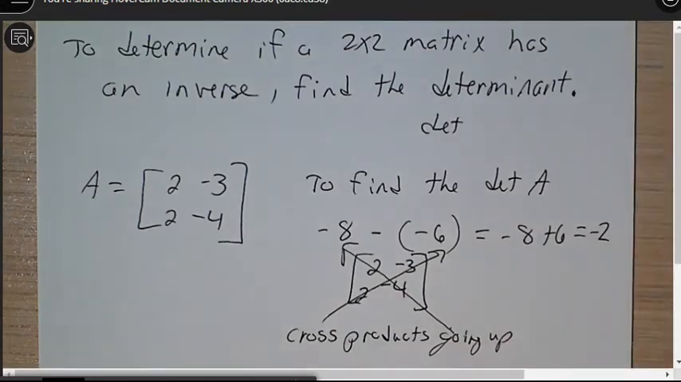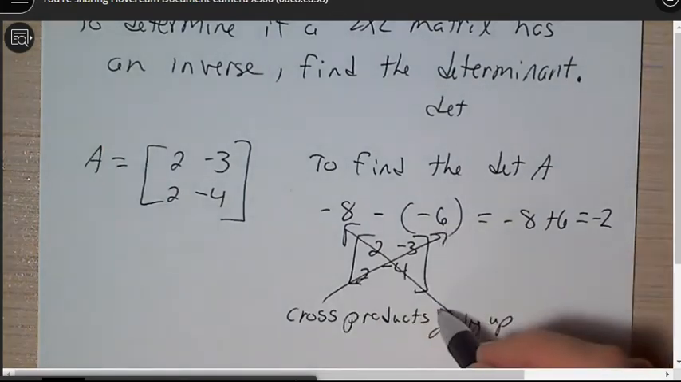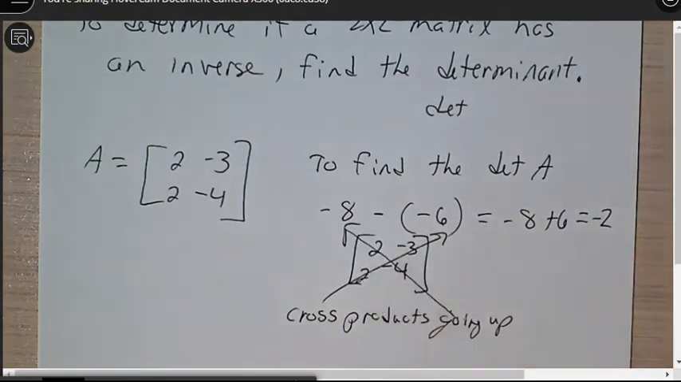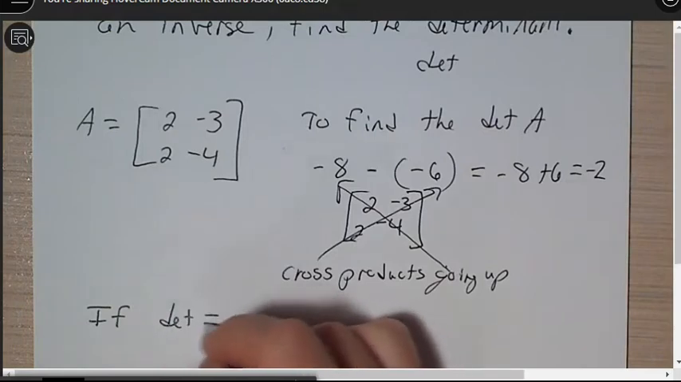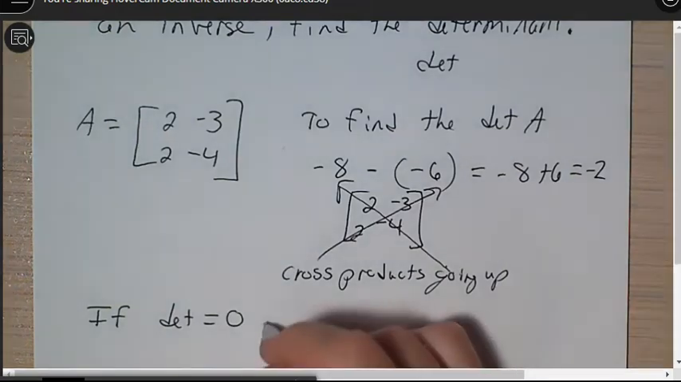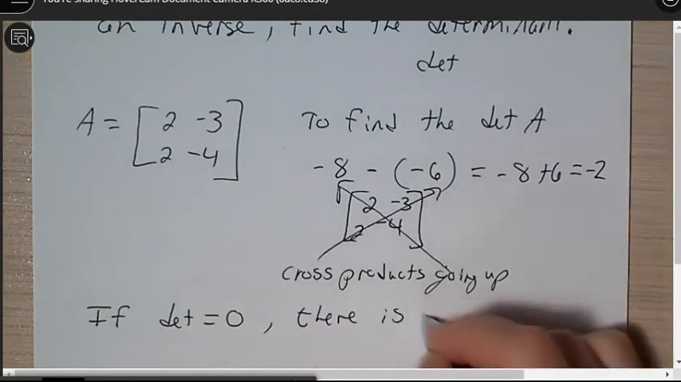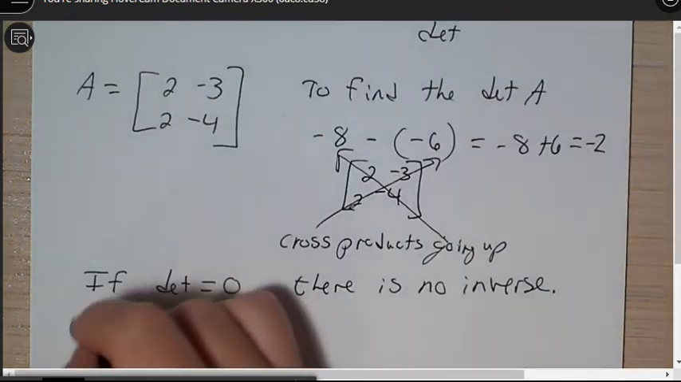So basically, you do cross products, but the difference is with cross products, to make it work out, you have to go up. So you're multiplying 2 times -3 and then -4 times 2, and then you put a minus in between those two numbers. Okay, and if the determinant is equal to 0, then it doesn't have an inverse. If determinant is anything other than 0, then it does.